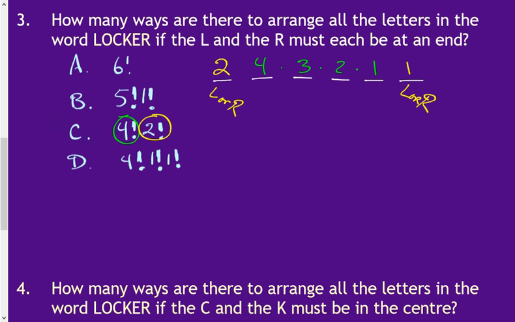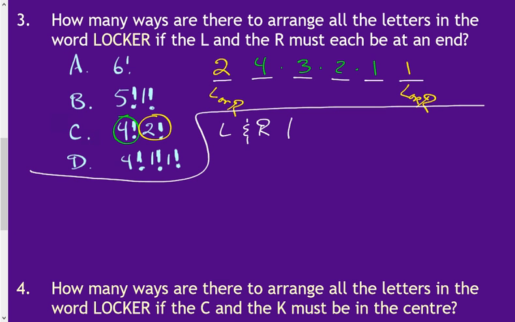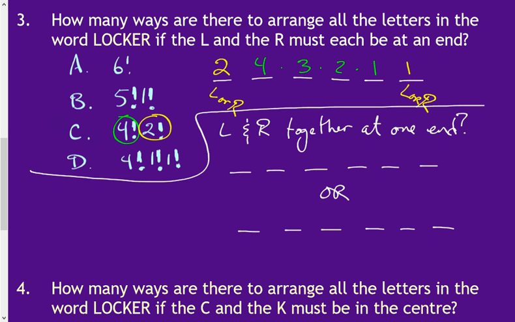So suppose we change this question. L and R have to be together at one end. Then what would we do? Yeah, so either we have L and R at the beginning or L and R at the end, in which case we'd have 2 times 1 here or 2 times 1 there.